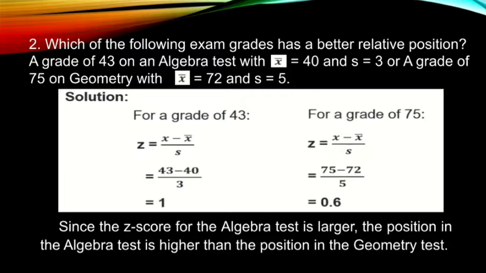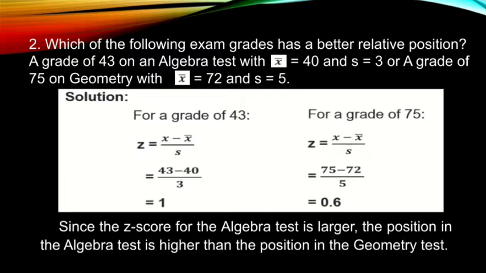Okay. For a grade of 43, z equals 43 minus 40 divided by 3. The answer is 1. Yun po ay sa grade of 43. How about naman po for a grade of 75? Okay. Z equals 75 minus 72 divided by 5. The answer is 0.6.